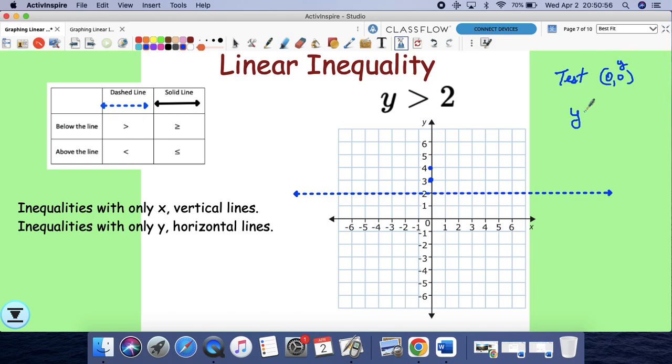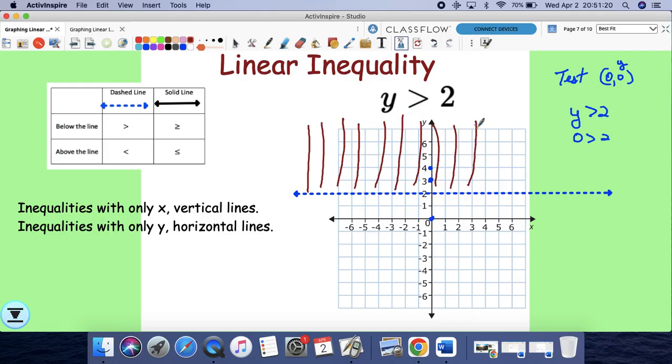In this inequality, y is greater than 2. We substitute the y with 0. Is 0 greater than 2? No, it's not. So the test point (0, 0) failed, and (0, 0) is under the line. So that tells us that the region where all the y values are greater than 2 is above this line, not including the points on the line. And there's our solution.